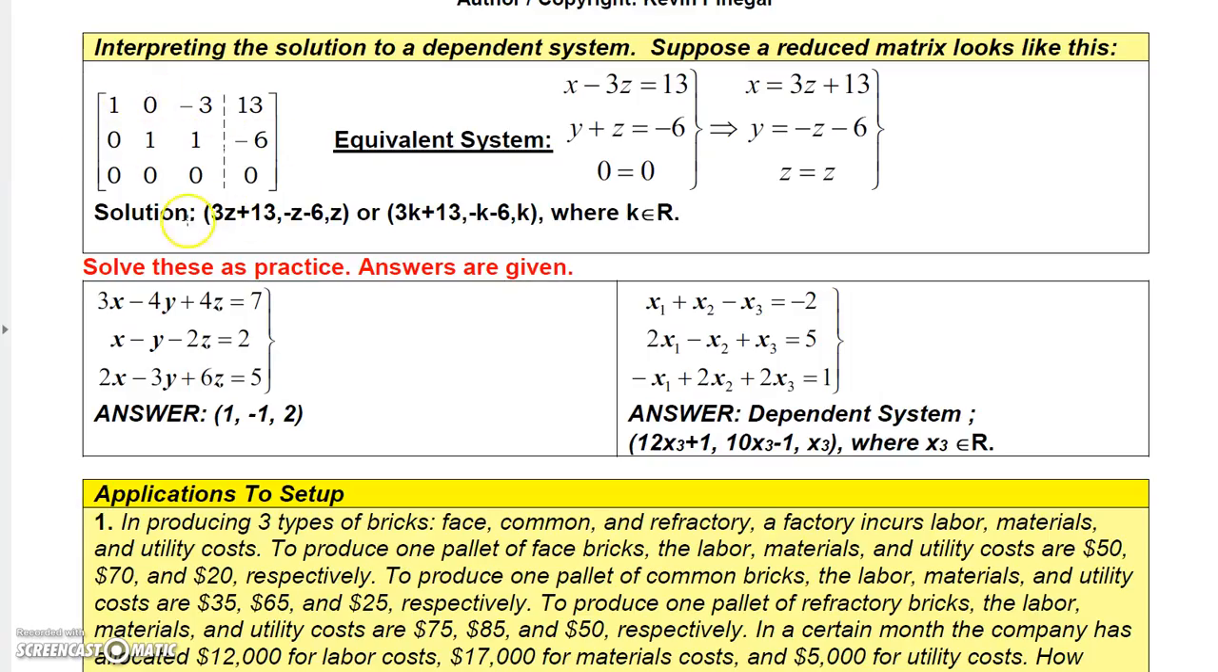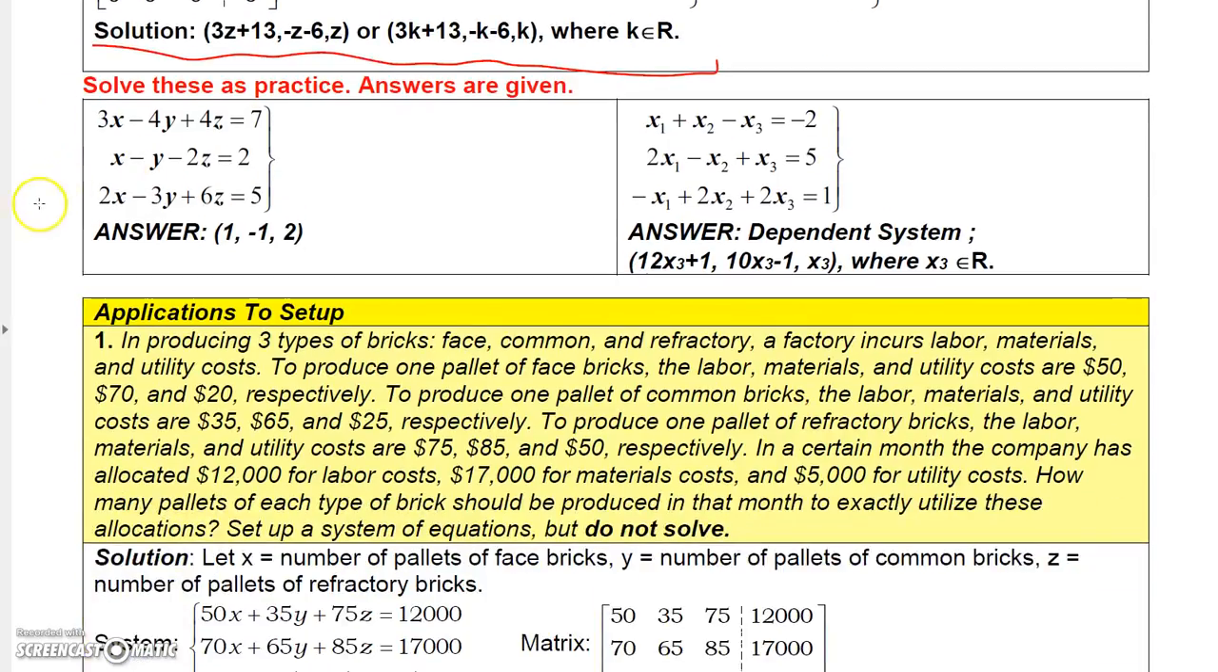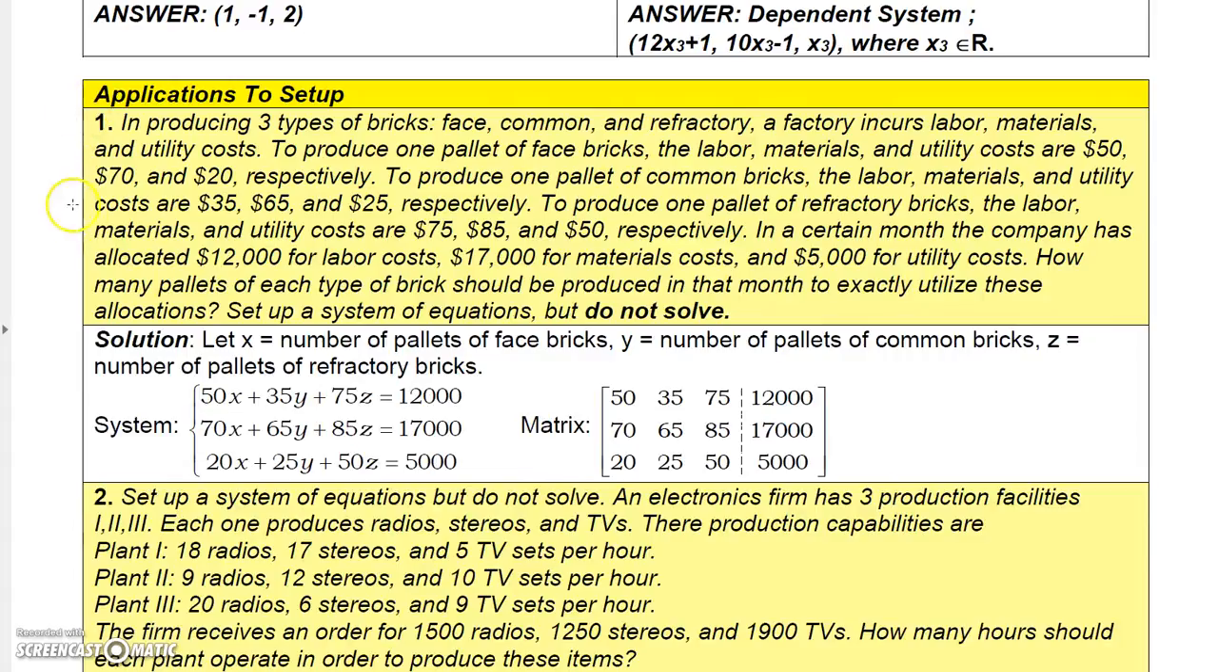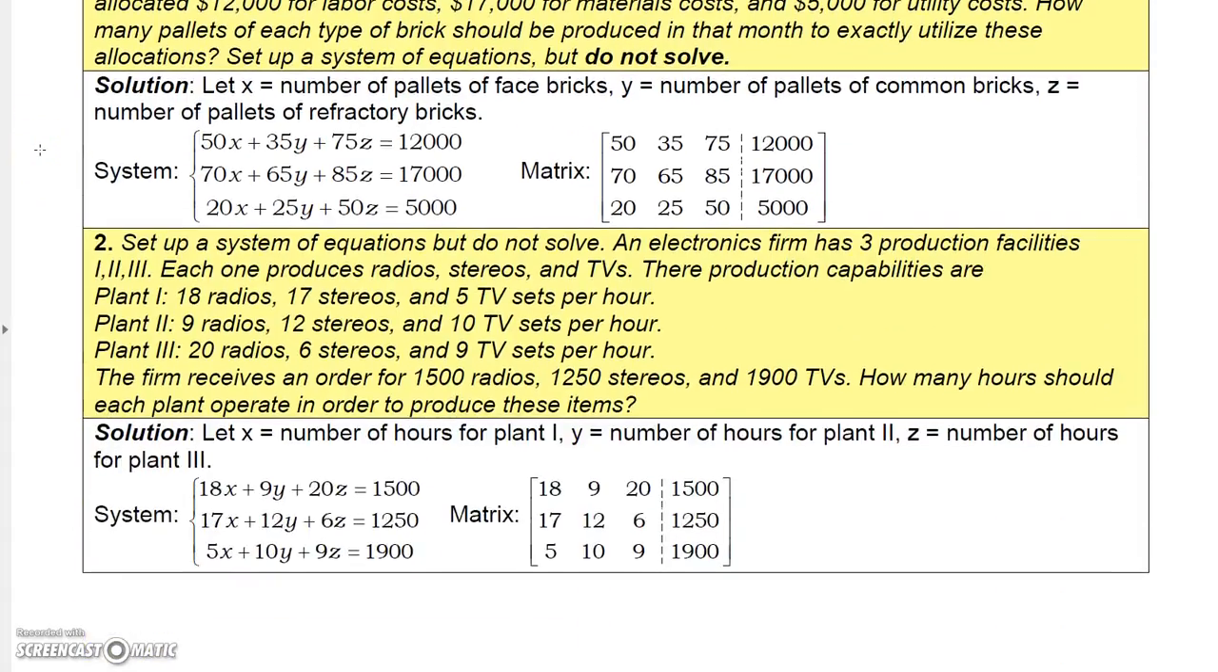Here's just an example of a dependent system, how to interpret the solution to a dependent system with a larger matrix. And then there's a practice problem, and there's a couple of word problems here that you can read and see that were set up here.